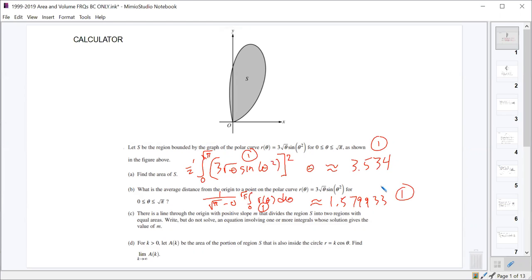Okay. All right, part C is where things get a little more complicated. It says there is a line that goes through the origin that has a positive slope of m that is going to divide region S into 2 regions with equal area. There it is. There's my line. This has a slope of m. Okay, I don't know why I drew an arrow to it. We want to write, but we don't need to solve, an equation involving one or more integrals whose solution gives the value of m. So how are we going to go about that?